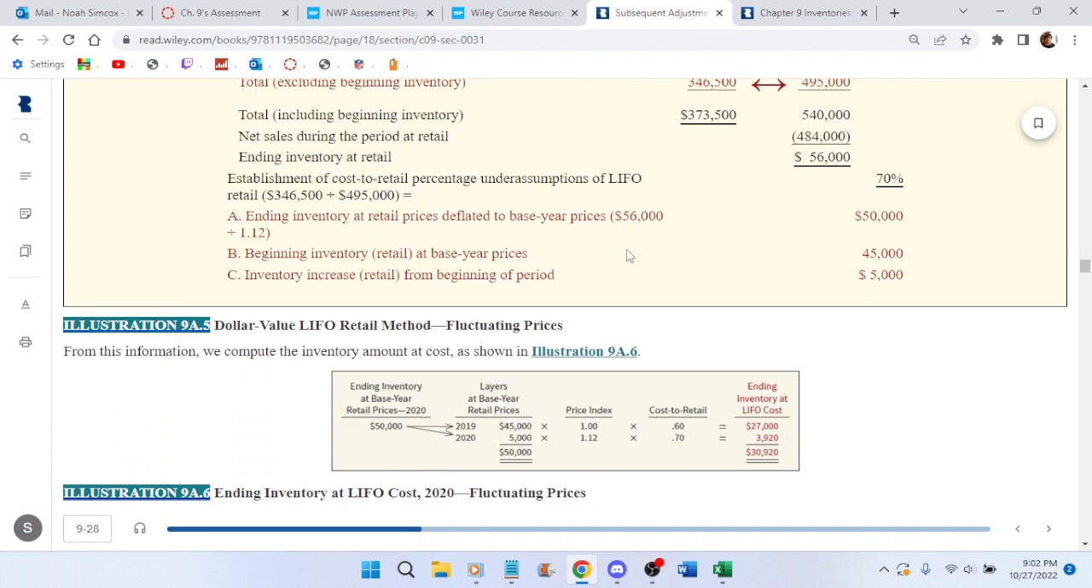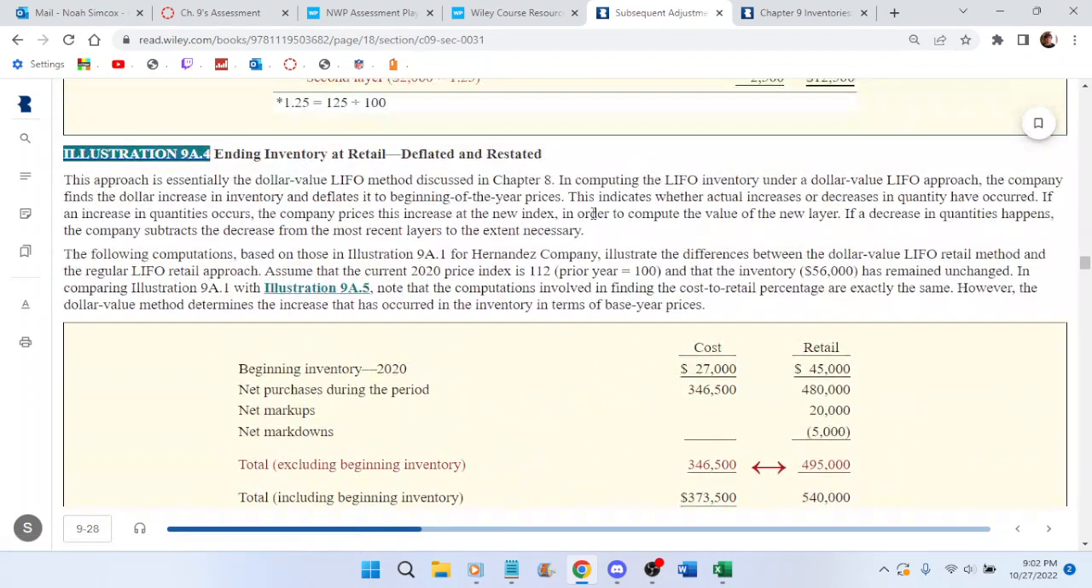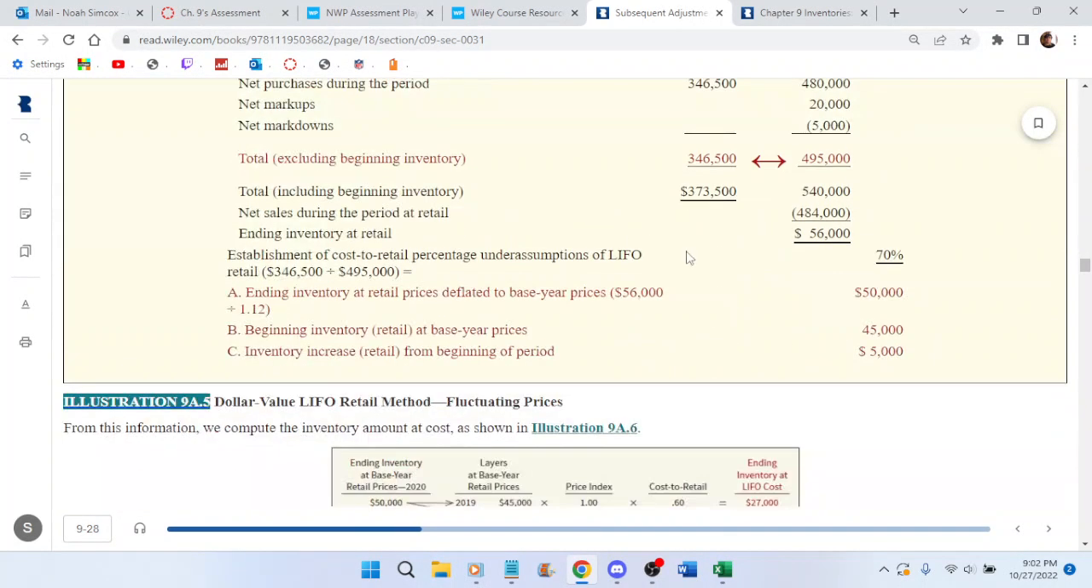Why are there A, B, and C? Please tell me what A, B, and C is. Nope, you didn't tell me what it was. What is A, B, and C?